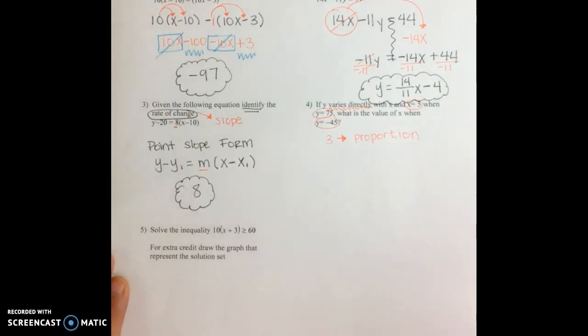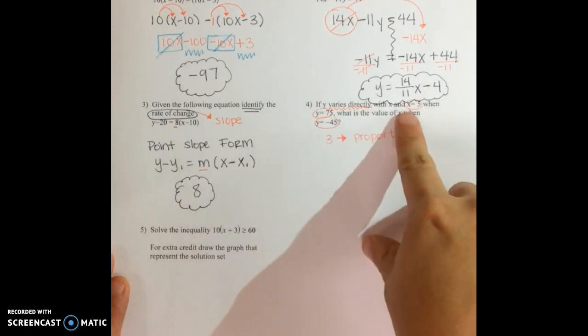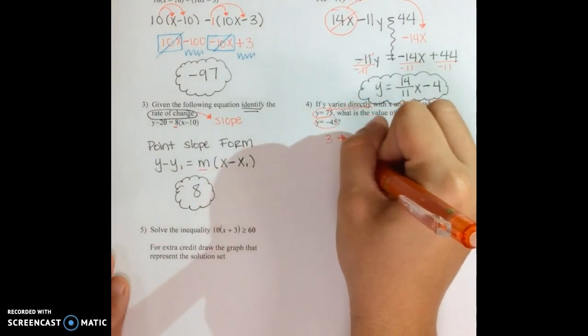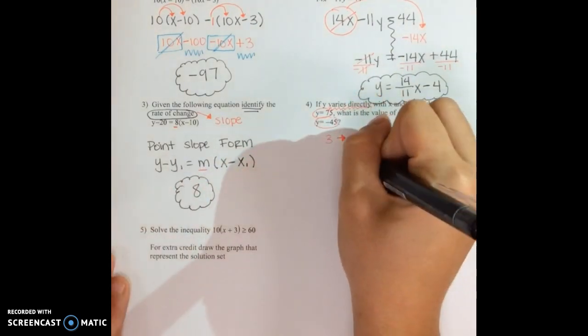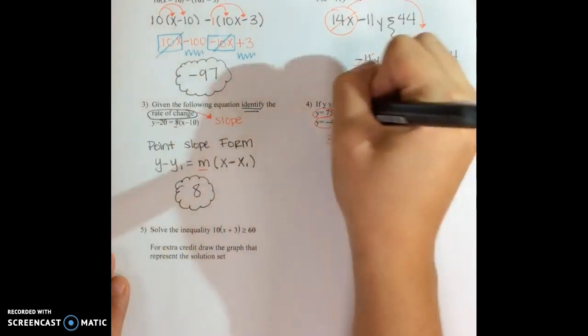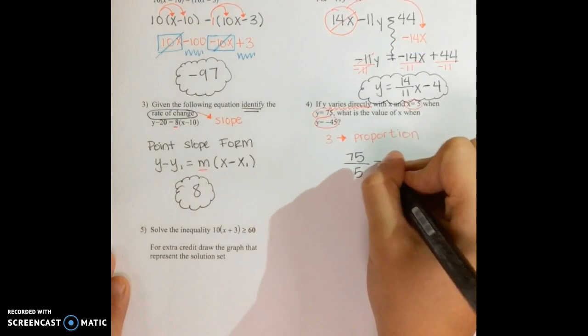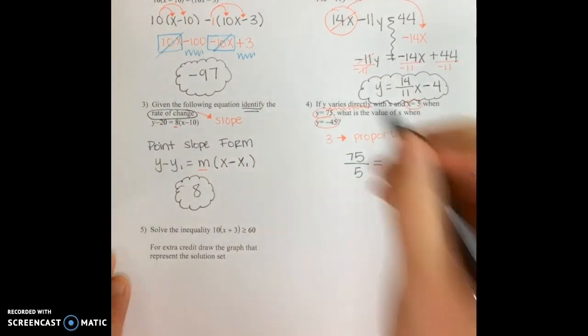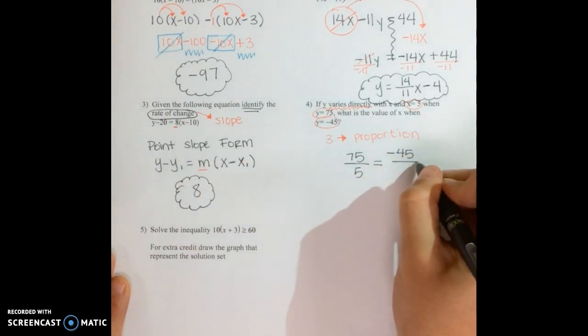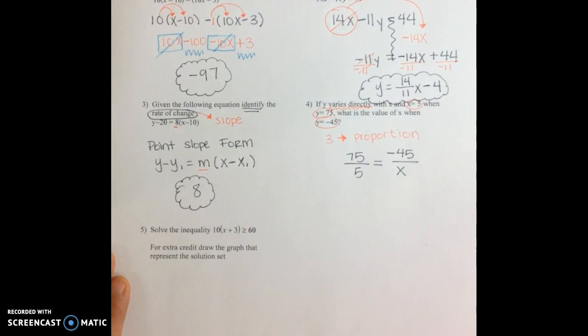I always like to start with y on top, x on the bottom. So, x equals 5 when y is 75, so I'm going to write 75 over 5, because when x is 5, y equals 75. Equals the y, which is negative 45, and we do not know this x. That's what we want to find out. What is the value of x? That is what they're asking.